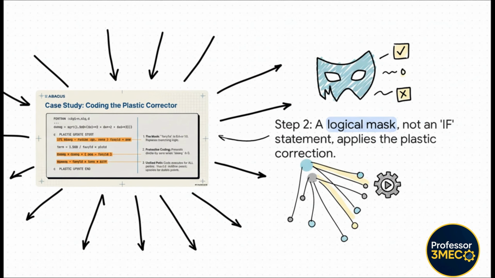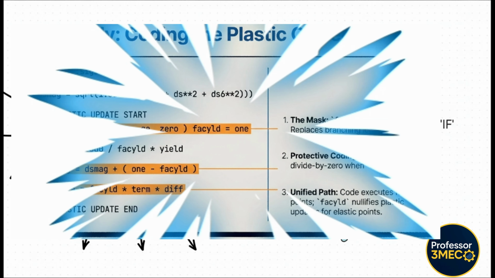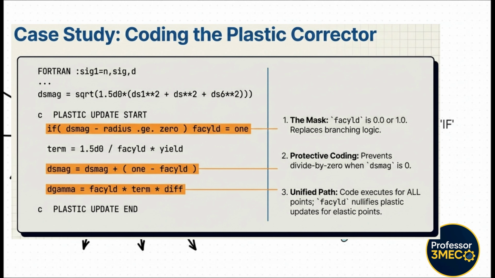And now for the corrector. This is where all that vectorization stuff pays off big time. Instead of a slow if statement to see if we yielded, we create a logical mask called the yield flag. If the material yields, this mask becomes 1. If it stays elastic, it's 0. That single variable then just turns the plastic update calculations on or off for each point without ever breaking that beautiful vectorized flow. It is so elegant and so fast.